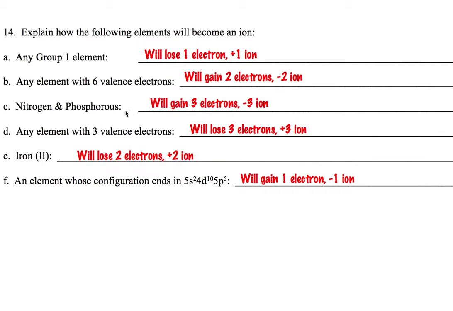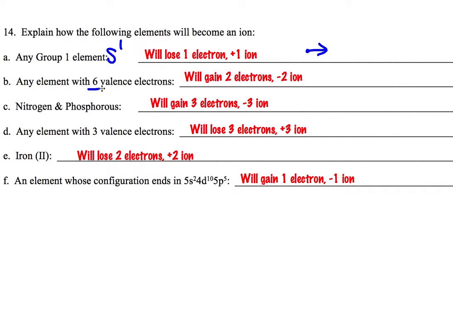All right, so let's talk about charges. What charges do these guys make when they form ions? So any group 1 element, remember these guys all end in s1, so they have that one valence electron. If you do a Lewis dot diagram, it's one dot. What do they do with that? They kick it out. So they lose an electron, and remember if you lose an electron, you end up with more positives because you have less negatives.